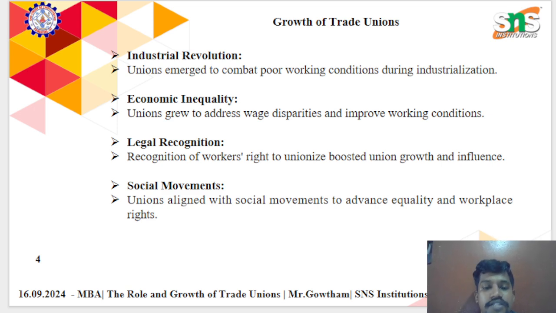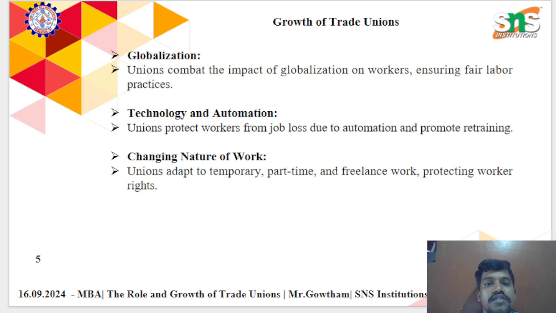Legal recognition matters because many legal decisions can badly affect companies or organizations, so influence is very important. Social movements and social causes should be kept in mind by everyone working in big industries. Globalization, technology, automation, and the changing nature of work must also be considered. We should check whether conditions are good before giving work for freelancing, part-time work, or other arrangements.